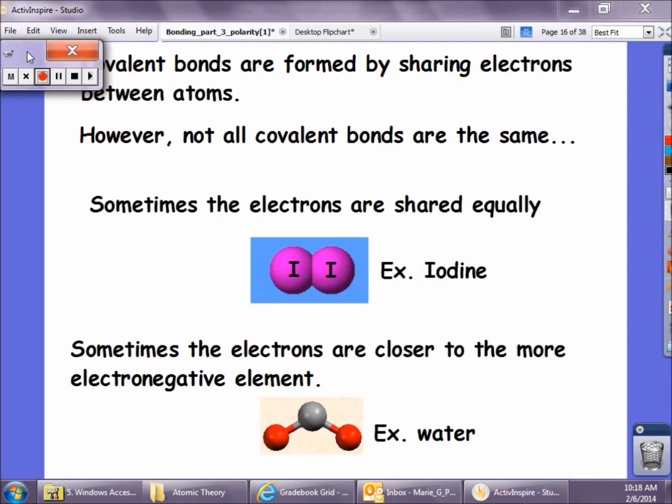Here, covalent bonds are formed by sharing electrons between atoms. You already know that. However, not all covalent bonds are the same. Sometimes the electrons are shared equally. All right. Sometimes the electrons are closer to the more electronegative element. And we defined electronegativity last week. Electronegativity is what? The attraction an atom in a molecule has for shared electrons.